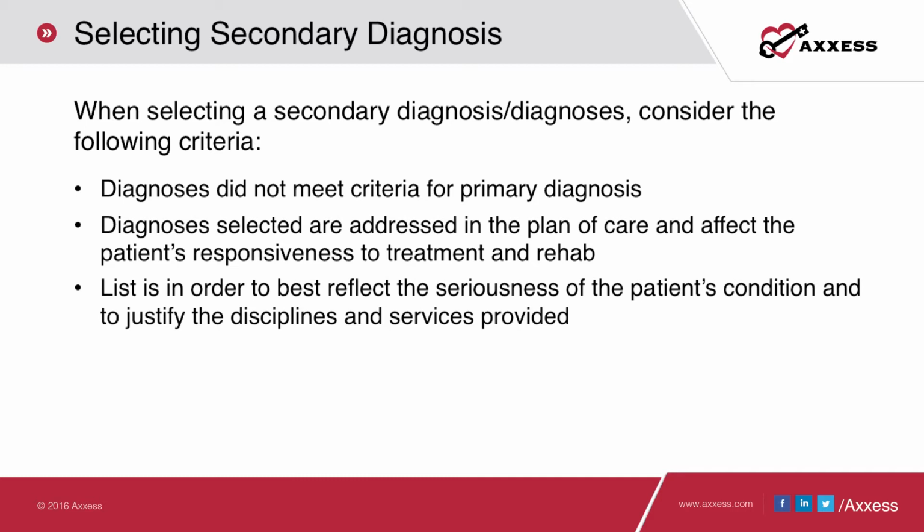So in order to reflect the seriousness of the patient's condition, you're going to adjust that list and put them in order from the most acute, or the ones that need the most services, to those that need little services or perhaps just assessment. They will also help to justify the disciplines and the services provided. So that's how you're going to consider the order in which you put those secondary diagnoses on your OASIS.